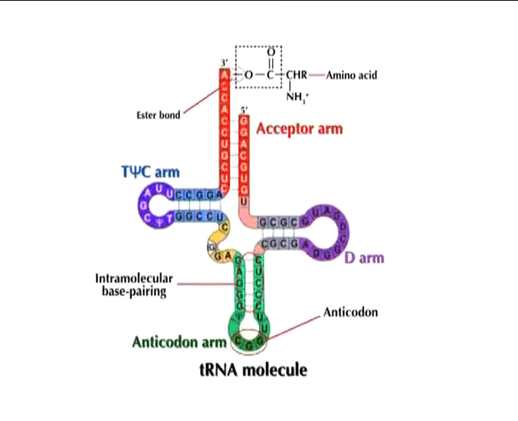The T arm is a 5 base pair system containing the sequence T-Psi-C, where Psi is a pseudouridine. Bases that have been modified, especially by methylation, occur at several positions throughout the tRNA.